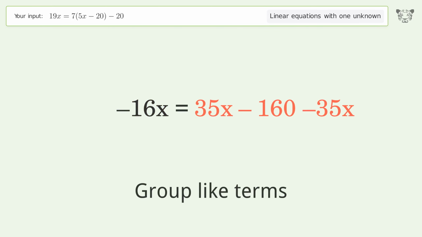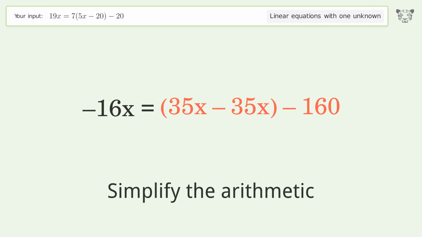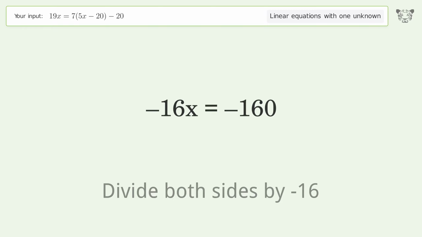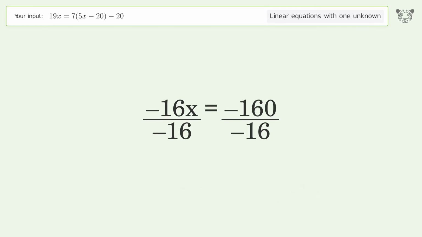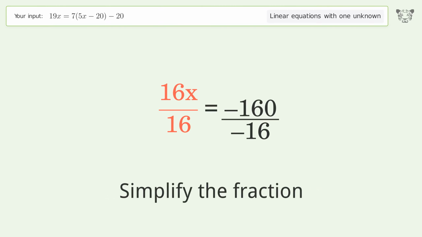Group like terms. Simplify the arithmetic. Isolate the x. Divide both sides by -16. Cancel out the negatives. Simplify the fraction.